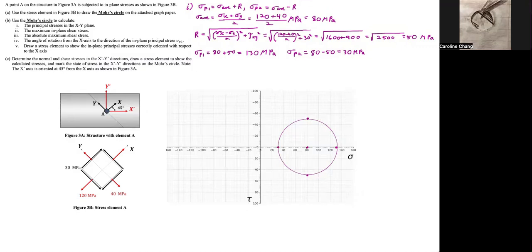Now our goal is to find the maximum in-plane shear stress. That is part 2. Because we have now found the principal stresses in the xy plane, that's the next step we're going to do.